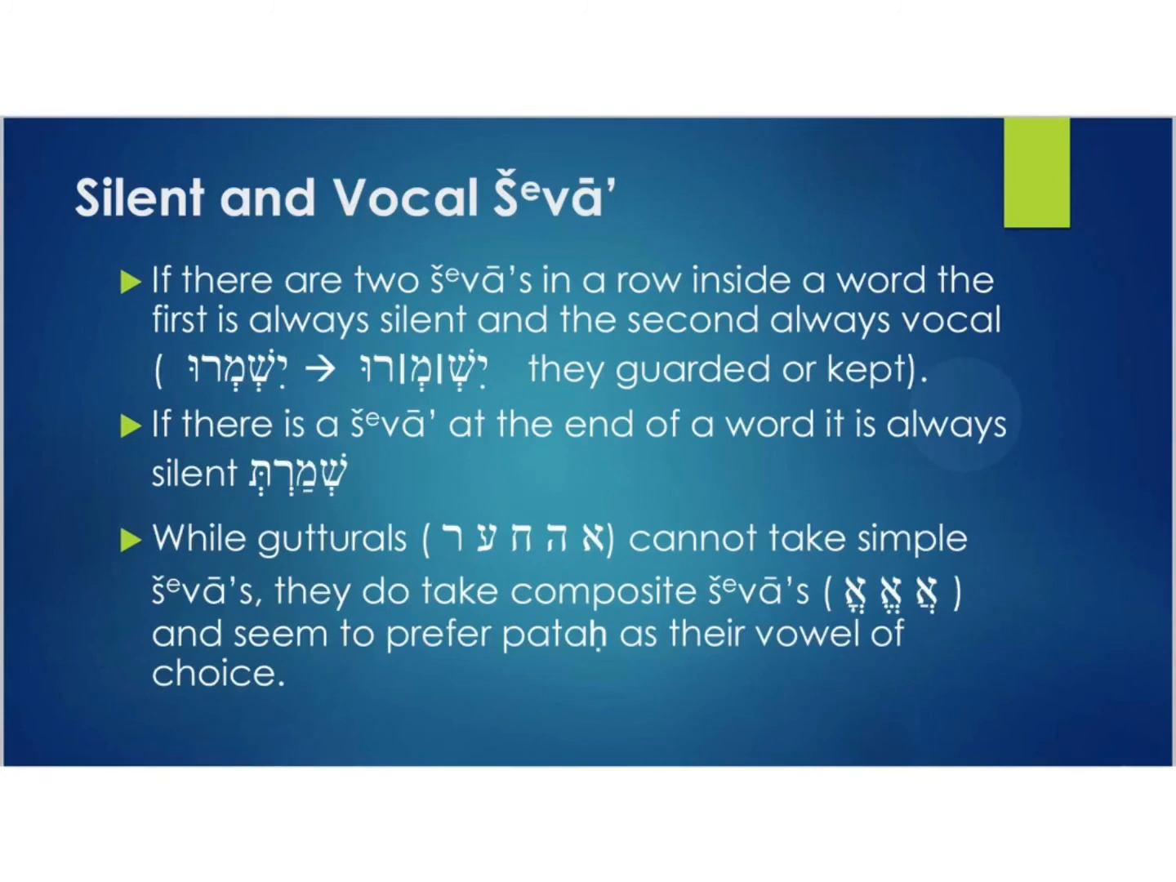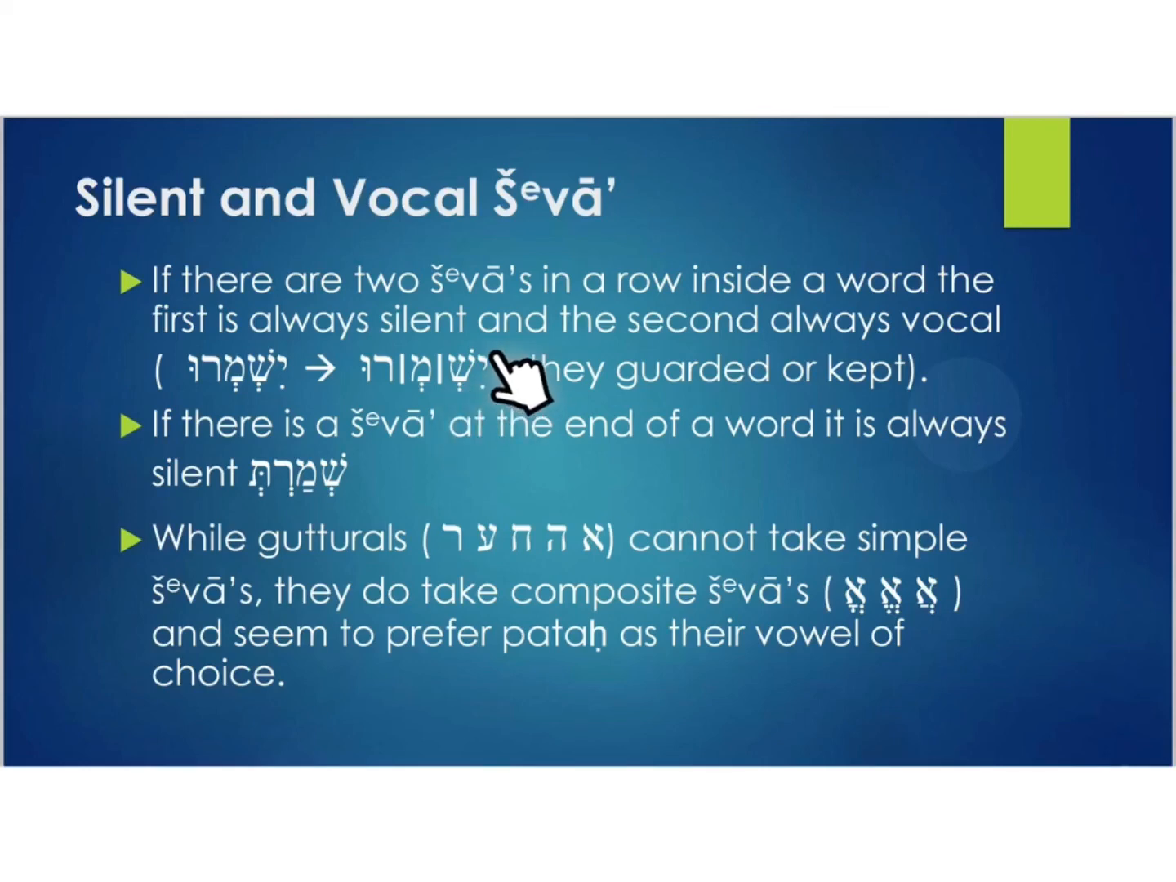The next rule is if there are two Shewas. There are possibilities of having two Shewas consecutively in a row inside a word. The first is always silent and the second is always vocal. Let's look at an example. Here we have an example of yishmeru. So here we have two Shewas together. What are we saying? The first is always silent and the second is always vocal. So here it is consonant, vowel, consonant. Again, because here is a short vowel, definitely this will be a silent Shewa.